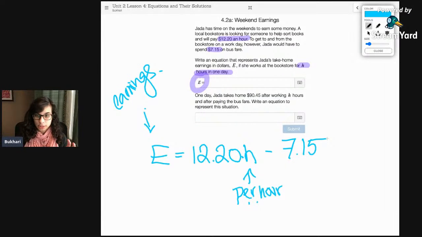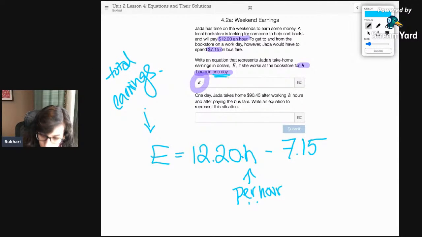So think about each step at a time. This is her total earnings. $12.20 per hour minus the $7.50 gives her total earnings for the day, for a single day, right? 1 day. And so for 1 day, she takes home $90.45 after working 8 hours and paying for the bus fare.